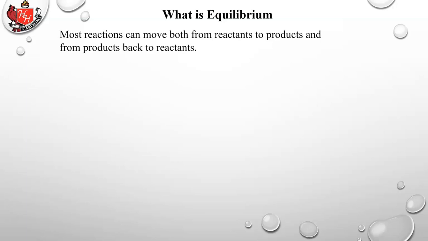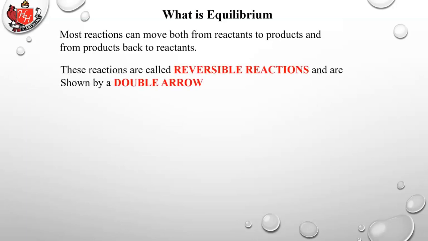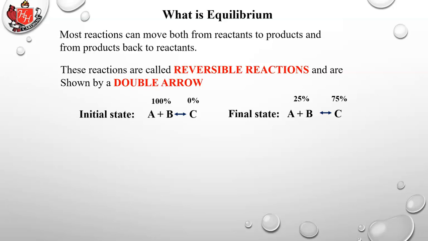Most reactions, though, can move both from reactants to products and from products back to reactants. These reactions are called reversible reactions and are shown by a double arrow. So here we begin again with all reactants and no products. But by the final state, the reaction doesn't go all the way to products. Some of it remains as reactants, some of it is turned into products, and it has found its happy place where it likes to be. It's based on whatever the concentrations and temperatures are, things of that nature, and that would determine how far the reaction would want to go.